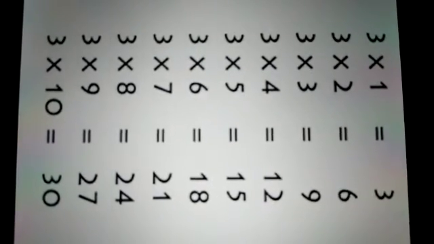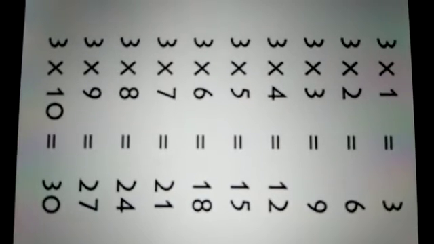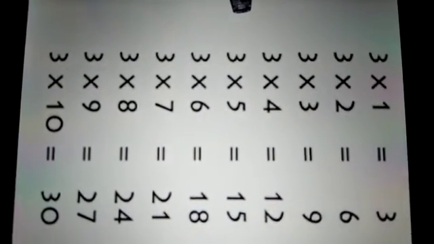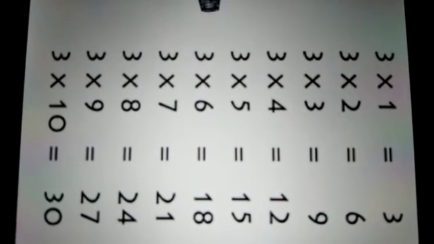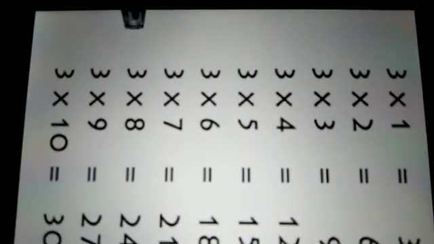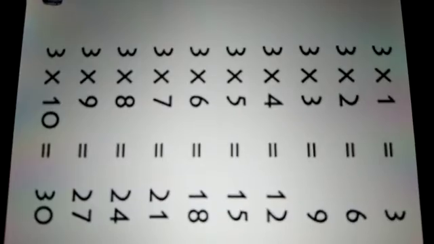Now come to the timetable of 3. Let's say it with me. 3 1s are 3, 3 2s are 6, 3 3s are 9, 3 4s are 12, 3 5s are 15, 3 6s are 18, 3 7s are 21, 3 8s are 24, 3 9s are 27 and 3 10s are 30.